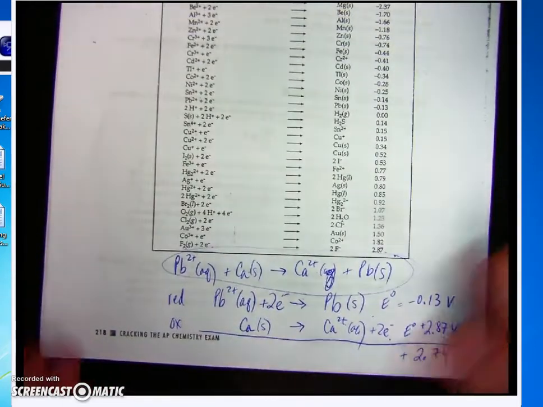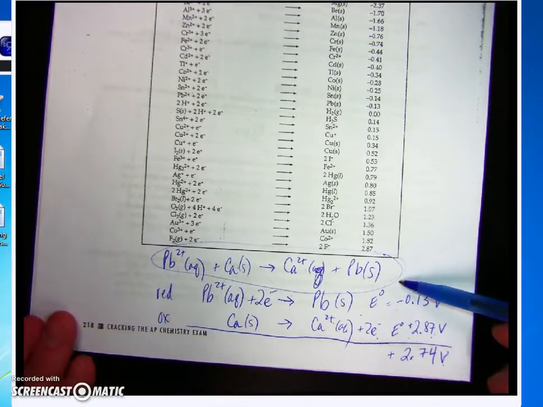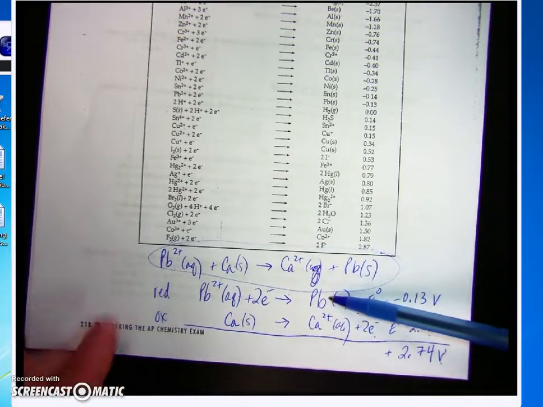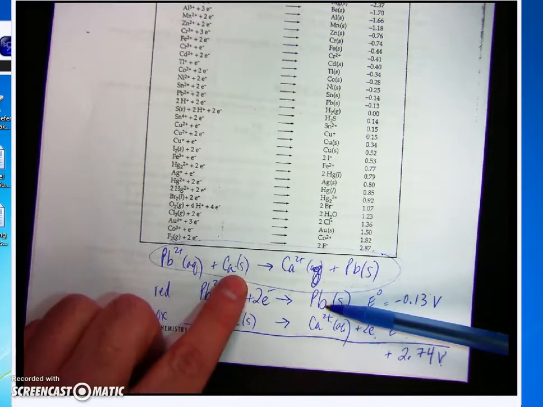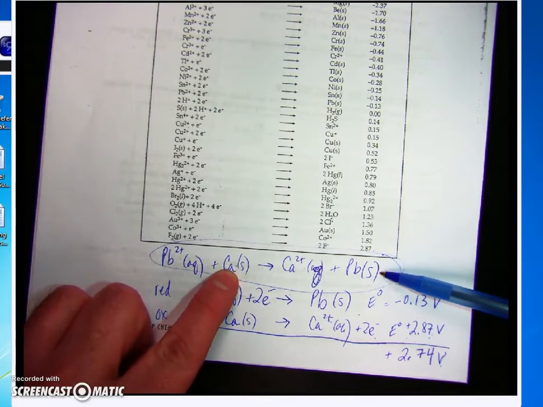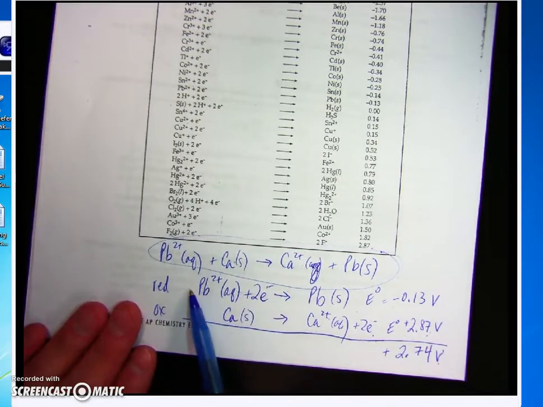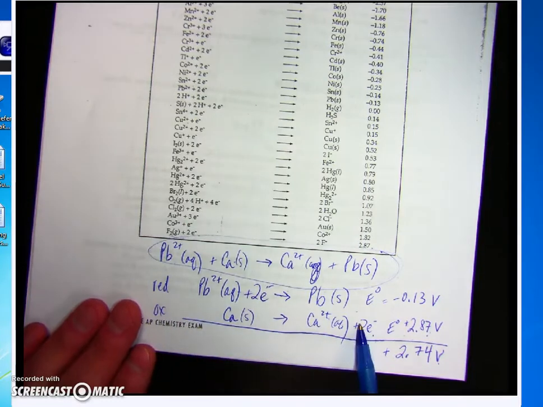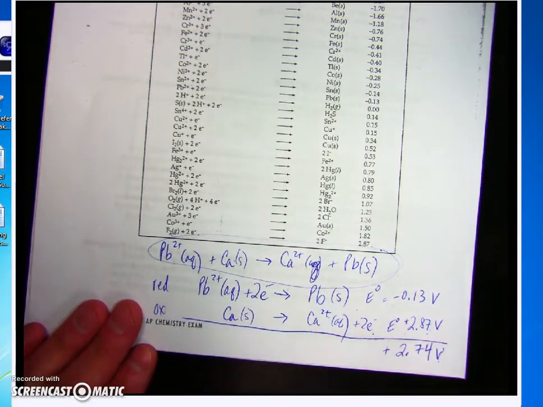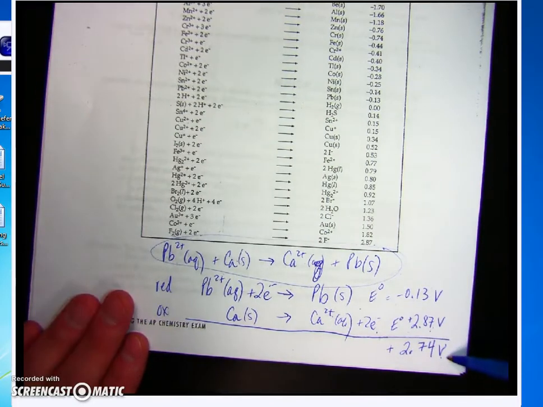Hey guys, this is the third video in our series on electrochemistry. Just to review what we did the last time, we found that by pairing lead 2 positive ion with calcium solid gives us a spontaneous reaction, or transfer of electrons, ultimately because the oxidation reaction paired with the reduction reaction gives us an overall positive voltage potential.